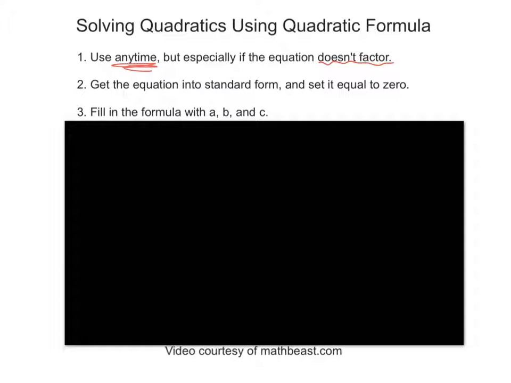So let's remember what standard form looks like. Remember, standard form is the equation y equals ax squared plus bx plus c. So we want it in standard form, and instead of writing it equal to y, we're going to write it equal to 0. So it's going to look very similar to how we started to solve by factoring.